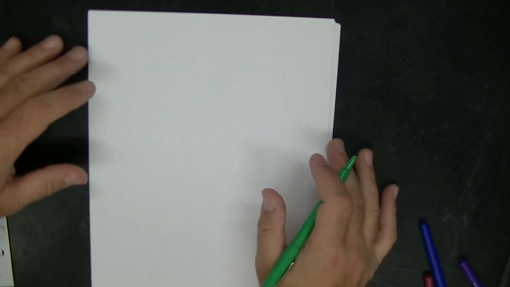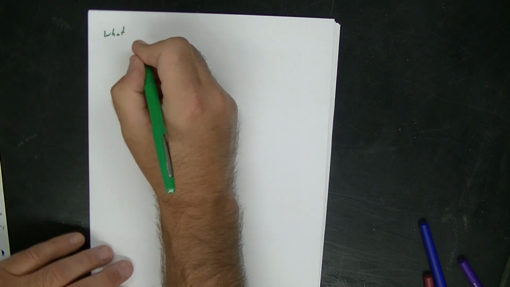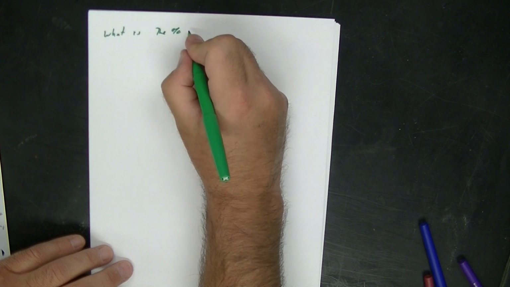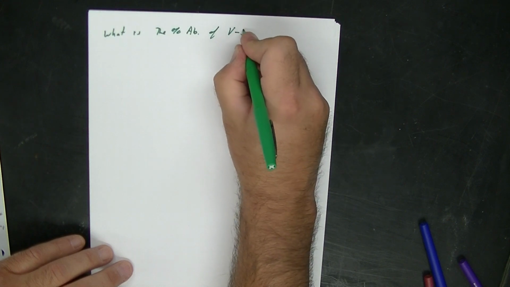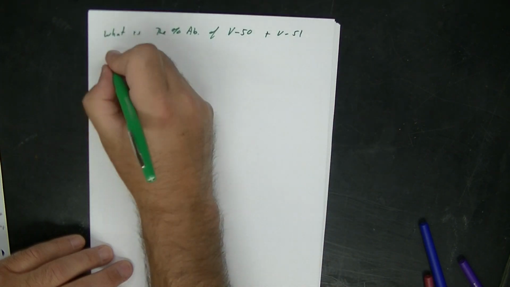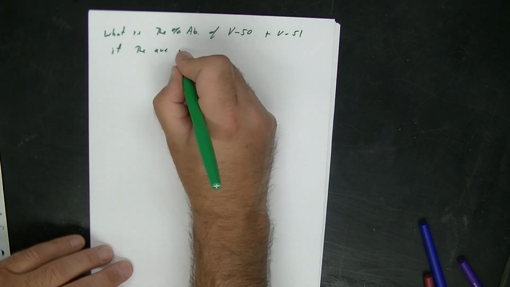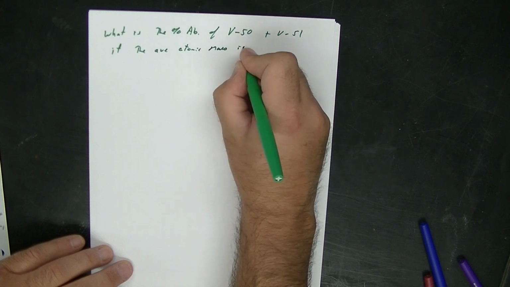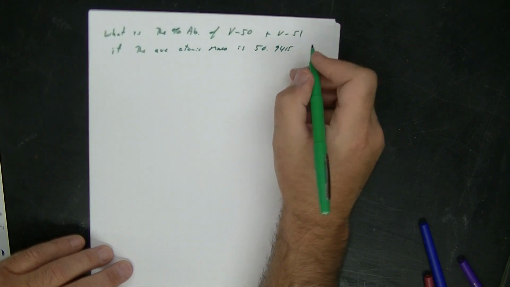All right, let's try something a little bit different. What is the percent abundance of vanadium-50 and vanadium-51 if the average atomic mass is 50.9415?